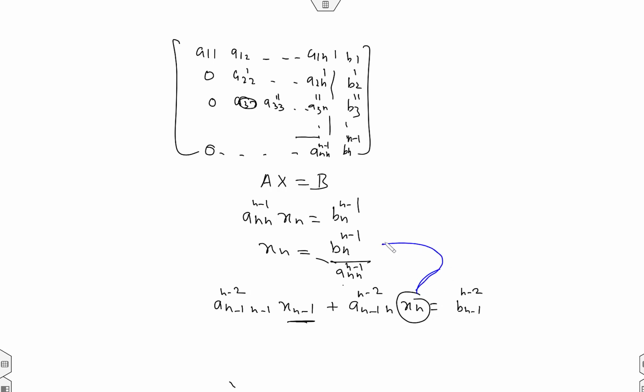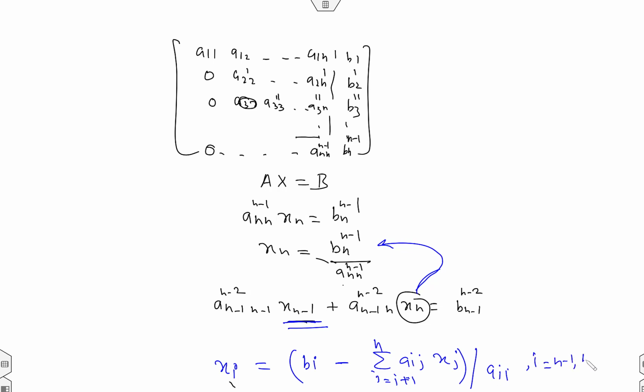So the xn value we can use, and xn minus 1 we can compute here. So in general we can write the value of xi as bi minus summation aij xj, where j goes from i plus 1 to n, upon aii, where i is equal to n minus 1, n minus 2 and so on to 1.